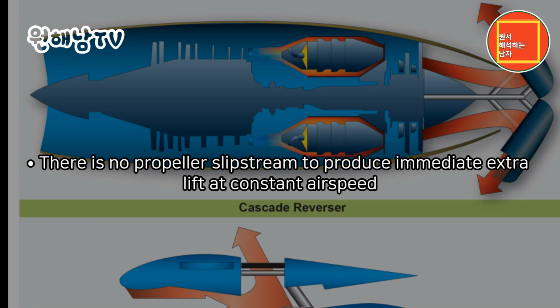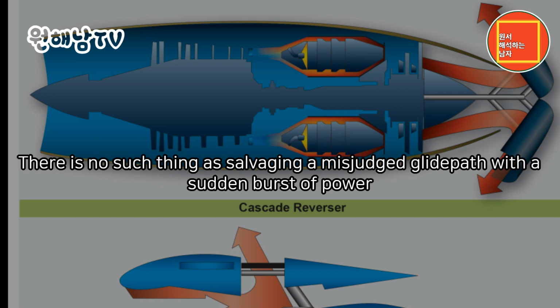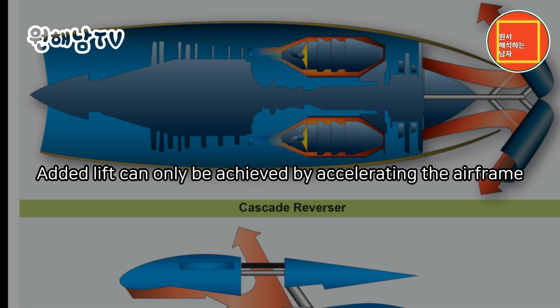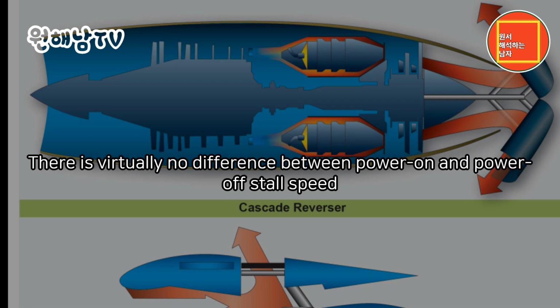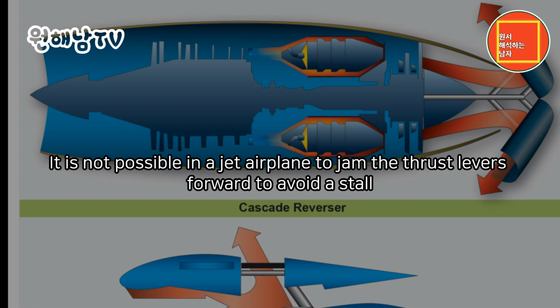There is no propeller slipstream to produce immediate extra lift at constant airspeed. There is no such thing as salvaging a misjudged glide path with a sudden burst of power. Added lift can only be achieved by accelerating the airframe. Propeller slipstream is not available to lower the power on stall speed. There is virtually no difference between power on and power off stall speed. It is not possible in a jet airplane to jam the thrust levers forward to avoid a stall.